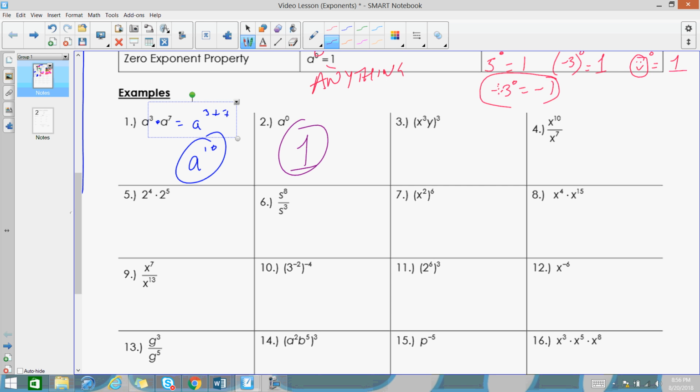All right, number 2, really quick, anything to the 0 power is 1. That was easy. Now, number 3. I'm going to ask you to pause the video. I want you to try number 3 and replay it in a second and see if your answer matches mine.